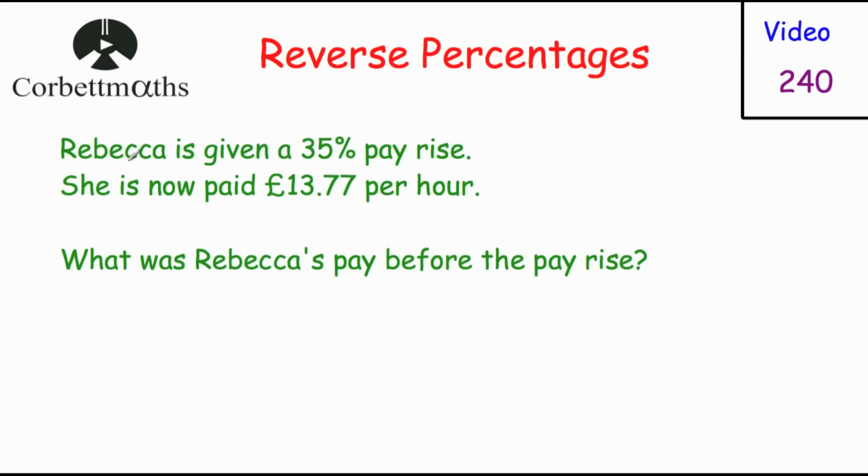So here's a typical reverse percentages question, and it says Rebecca is given a 35% pay rise. She is now paid £13.77 per hour. What was Rebecca's pay before the pay rise? To do this, we need to consider the fact that we have increased her pay by 35%. So that means she now has 135%, because she had 100% before the pay rise, and then she's given a 35% increase, so she's now got 135%.